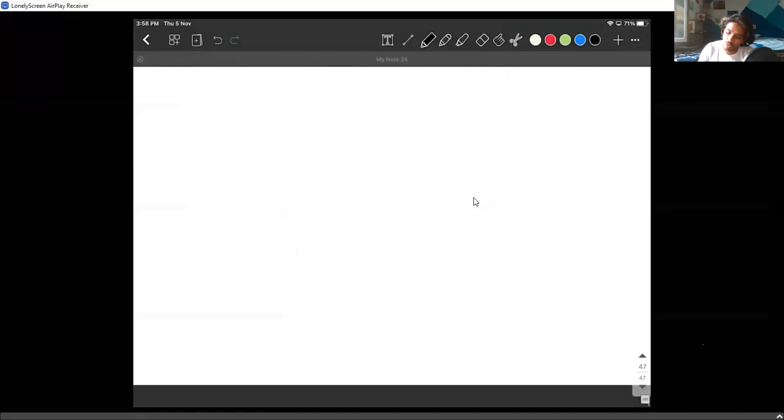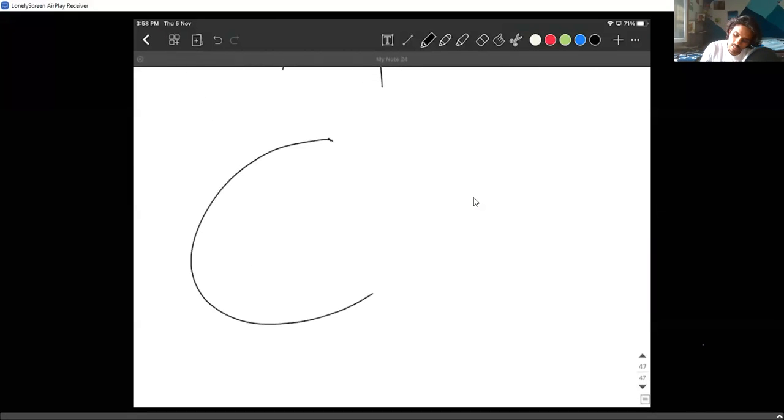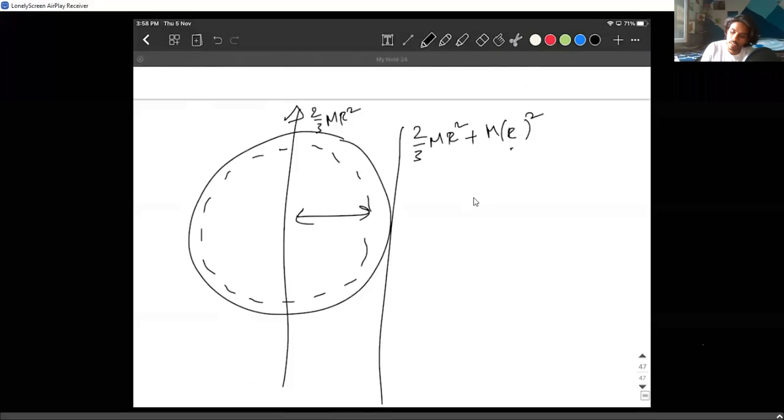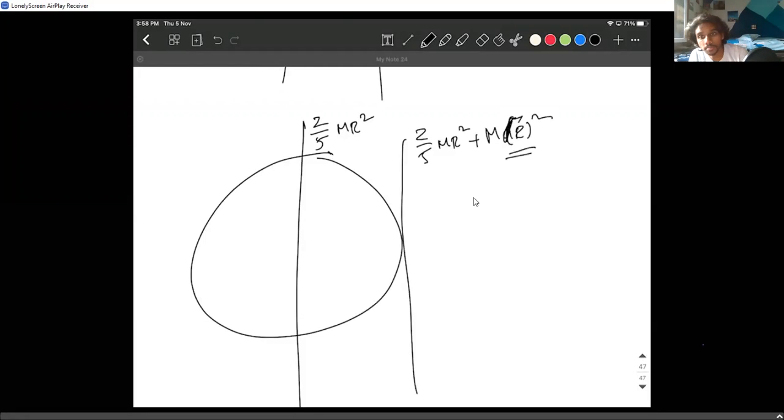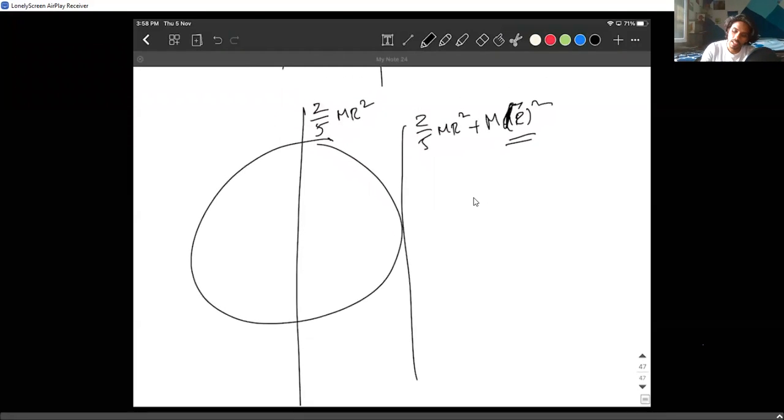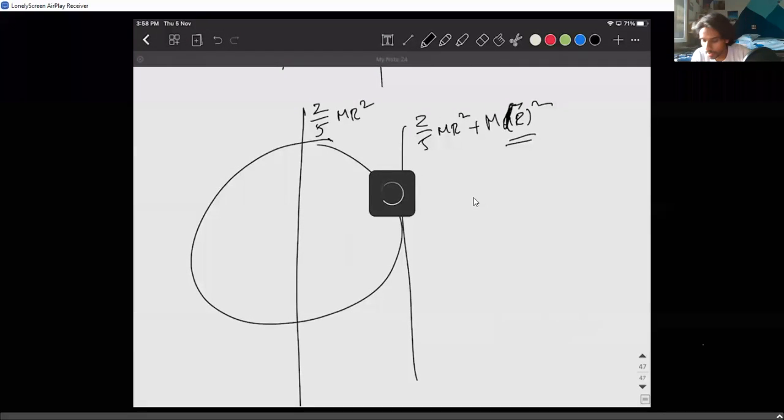If you want it for a solid sphere, what's the value? It is 2 by 5 mr square. This is 2 by 3, this is 2 by 5. So for a solid sphere about this axis, 2 by 5 mr square plus md square, and md square is nothing but mr square here. That's all.